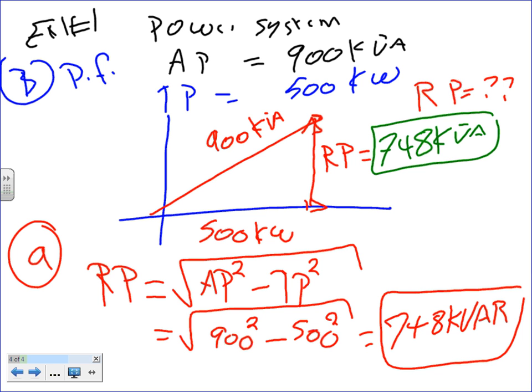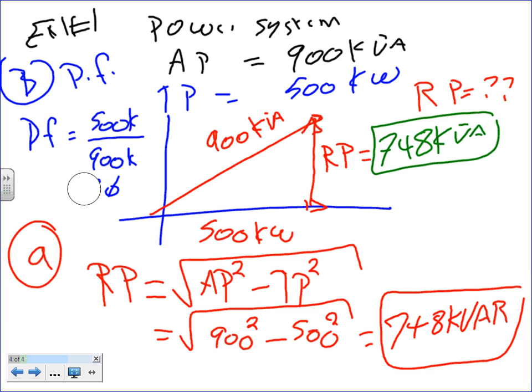Anybody can tell me what the power factor is, and how you do it? Power factor equals what? The true power over the apparent power, which is 500 kW over 900 kVA. So if you take 500, it's basically 5 over 9, equal 55, 56, 56%.